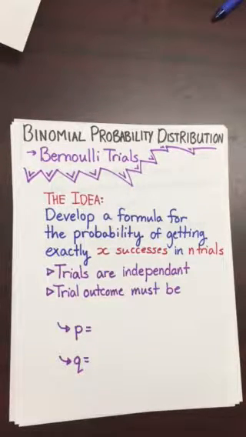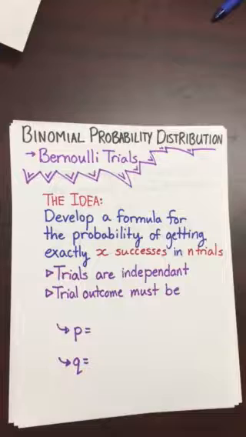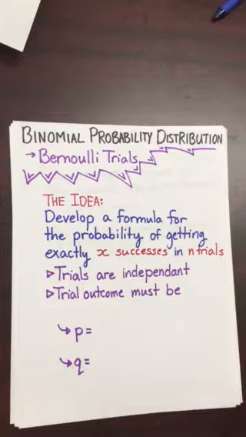A lot like geometric distributions, the trials have to be independent. Independent here means that the first trial can't influence your second trial. So whatever happens the first time, there's exactly the same odds of that happening again in the second trial. It's not influenced by a previous trial.